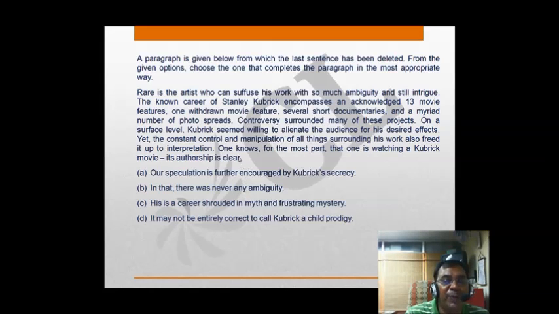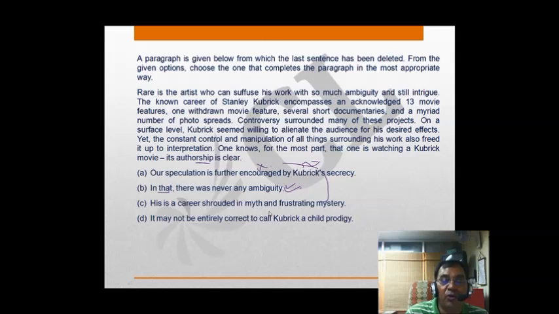No, we are not even speculating here. So it is wrong. In fact, there is never any ambiguity. In that, yes, it can take place. In that, the authorship, there is never any ambiguity. His plot, another thing is ambiguity. His career shrouded in myth-infested mystery. Career is not directly related to this. Okay, it has to be watching movie.